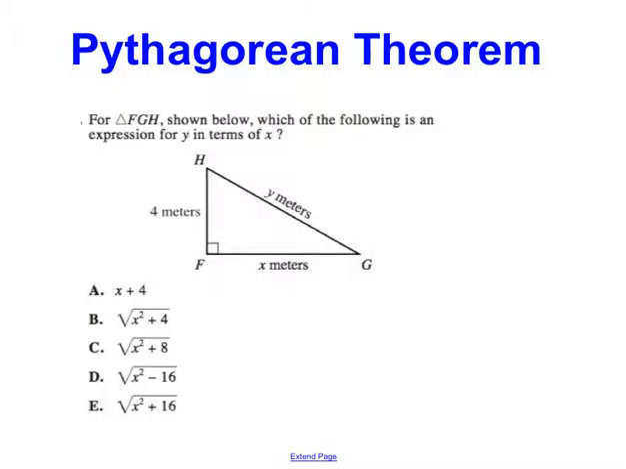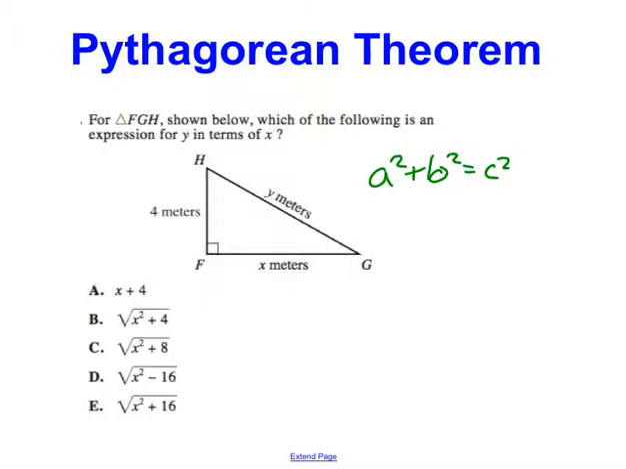So first up is the Pythagorean theorem. That is a squared plus b squared equals c squared, where c is our hypotenuse. In this case, the question is, for the triangle shown, what is the expression for y in terms of x, y being the hypotenuse?